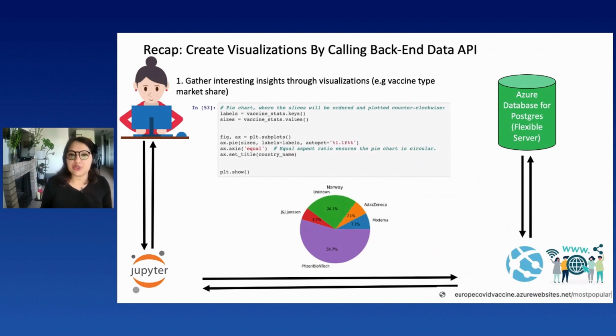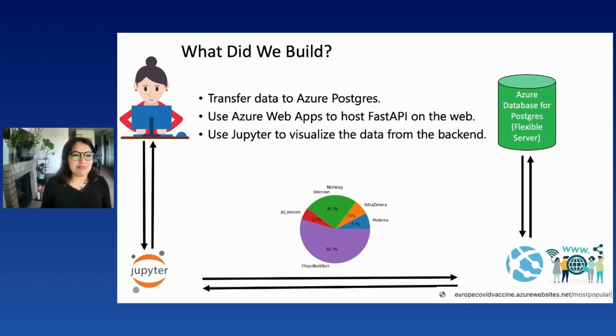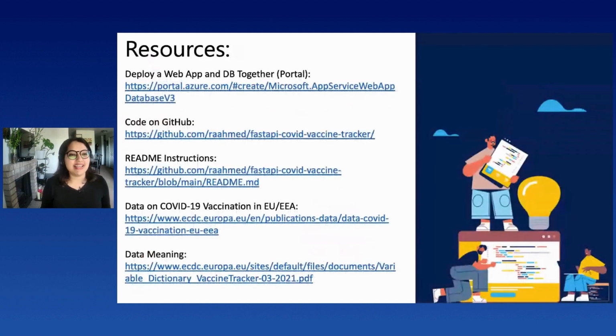Remember, I created a visualization by calling a backend API. And really what I had in the end was me talking to Jupyter, which was talking to Azure Web Apps, which was talking to Postgres, and really getting a nice, pretty graphic at the end of it. And so that's what I have here. And we built it using all these different technologies, which is really exciting.